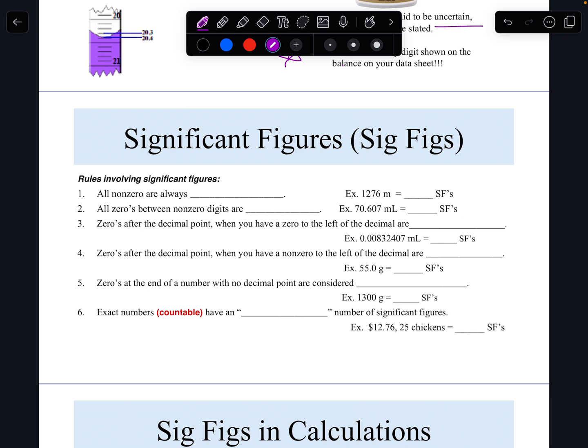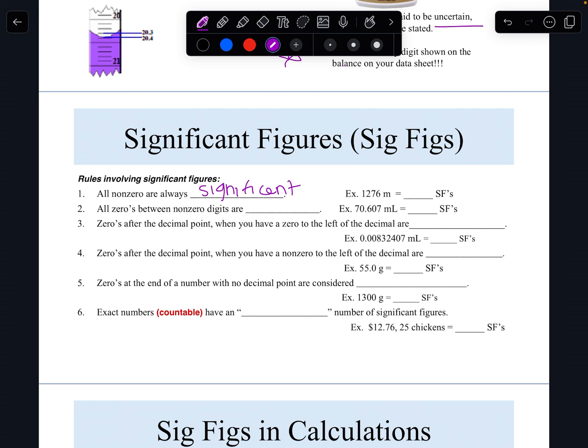So what is a significant figure or a sig fig? It's basically the most important digits, okay? They help us make measurements. They help us make decisions when we're doing counting. Okay, so all non-zero digits are always significant.